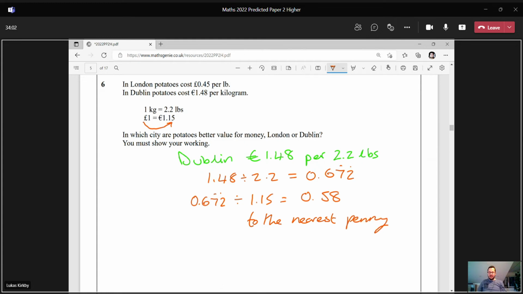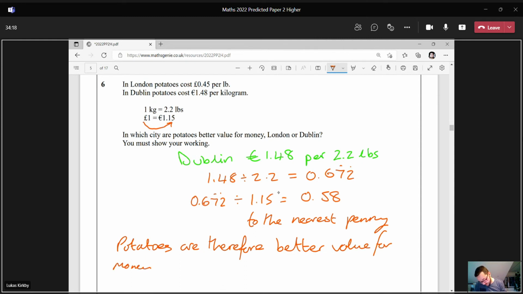Okay, so for a pound then it's a lot more expensive in Dublin. So potatoes are therefore better value for money in London, because here it's £0.58. Let's just write the units, and that's per pound, which is obviously more expensive.